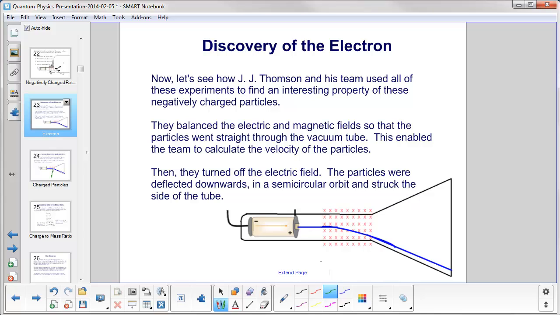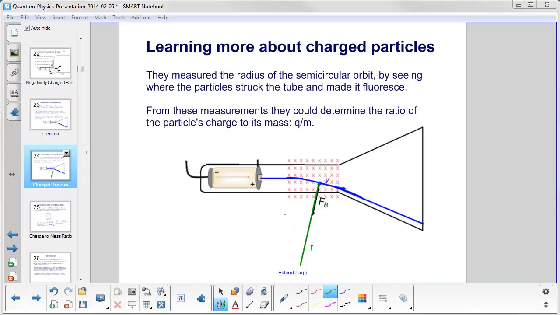Then they turned off the electric field. The particles were now deflected downwards because only the magnetic field is operating, and they hit a semicircular orbit and struck the side of the tube. So you're striking it somewhere down here. Once they found these particles in a semicircular orbit, they would see where it would make the screen fluoresce, and they would measure the radius of that semicircular orbit.